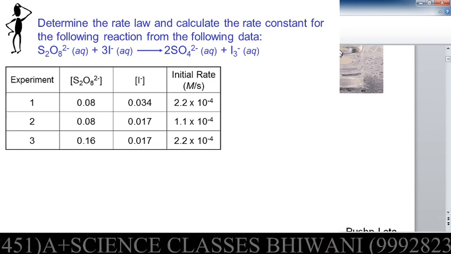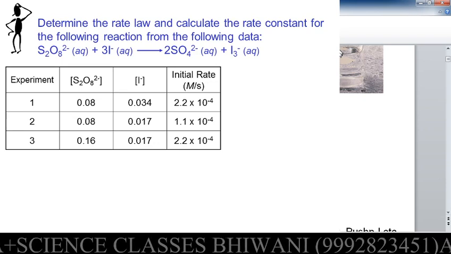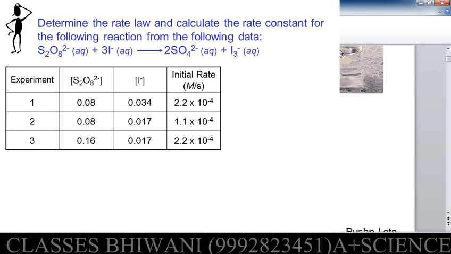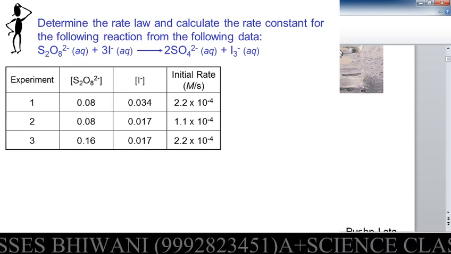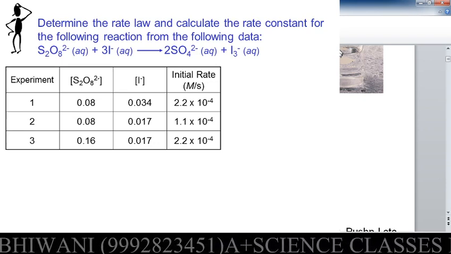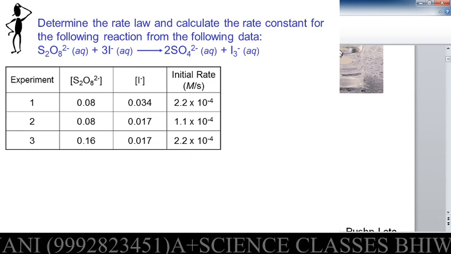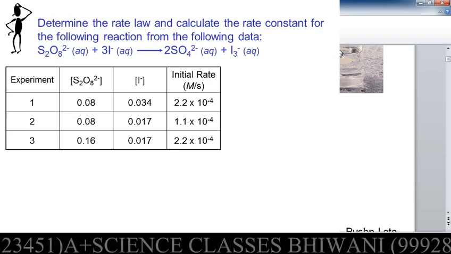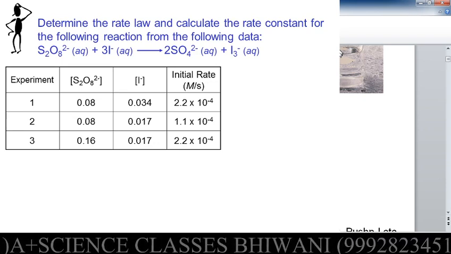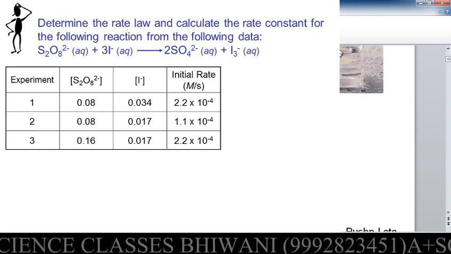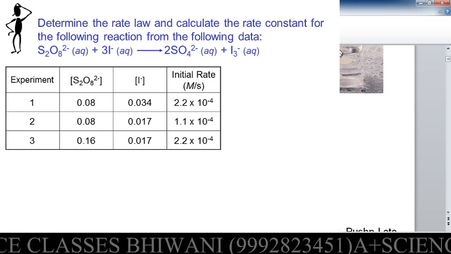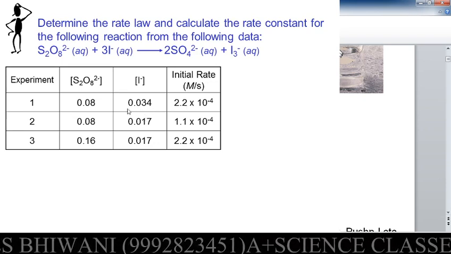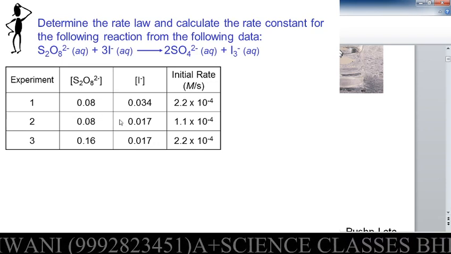Actually, what is given? Determine the rate law. Firstly, we have to determine the rate law and calculate the rate constant for the following reactions. To solve this one, we have the data and the reactions. Firstly, you have to write down the rate law expression. How can we write down the rate law expression? And then we find it from the given data. Is it clear?